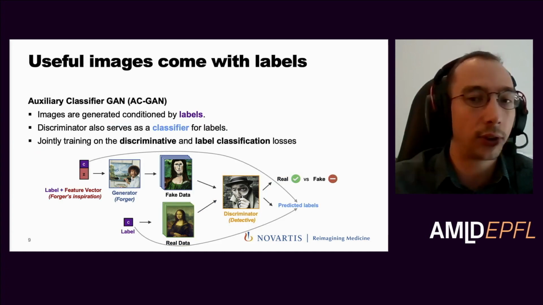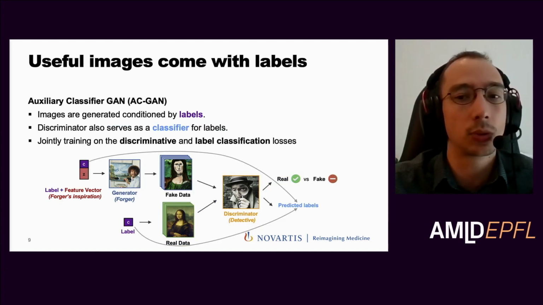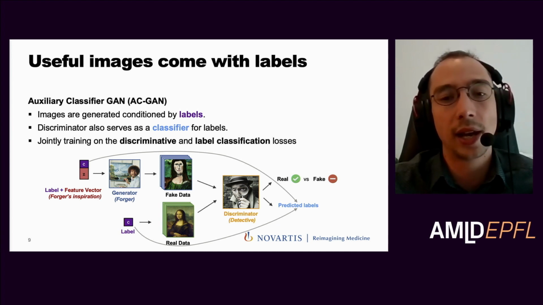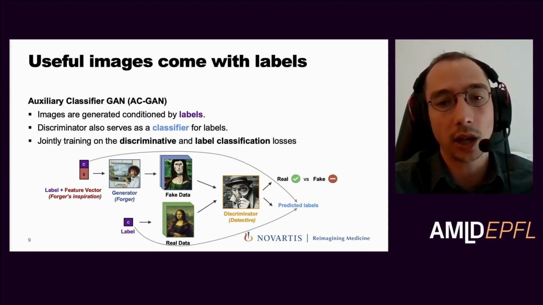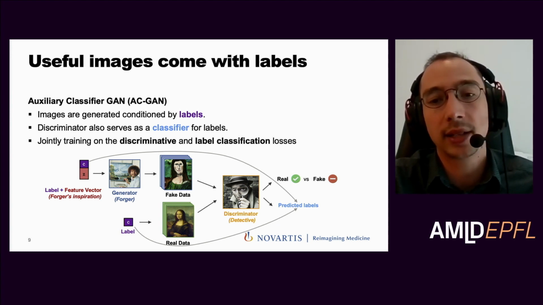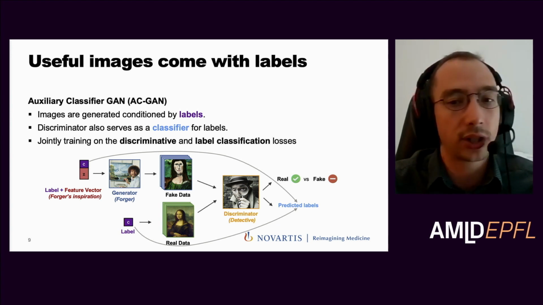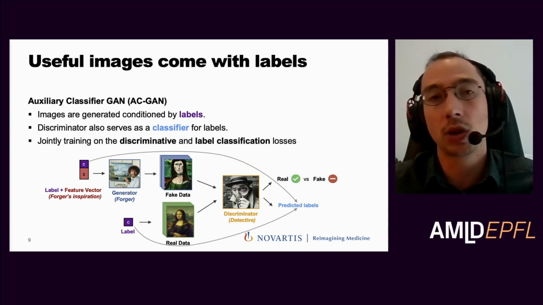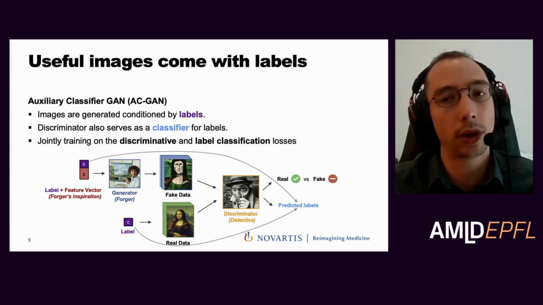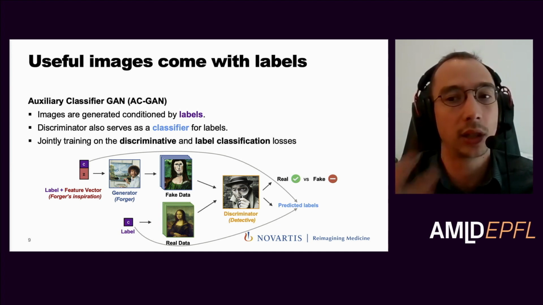The issue is that for our case, we don't just want images. We want something more. We also want labels. And so we use another type of architecture called AC-GAN, which starts with a label and a feature vector and ends up with an image that corresponds to this label. This is very important because, for example, if you want an image of a cervical or a thoracic or a lumbar view, we can condition it.